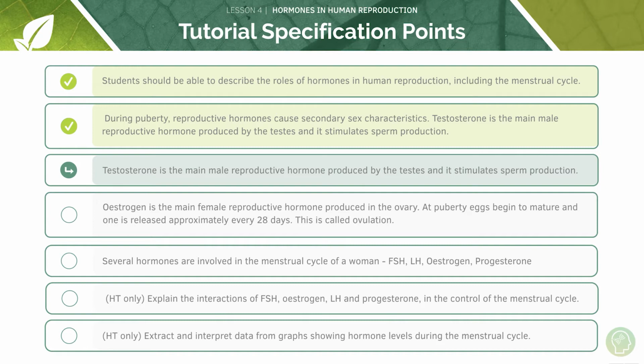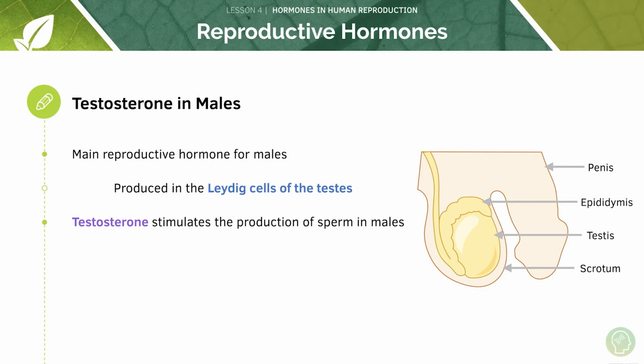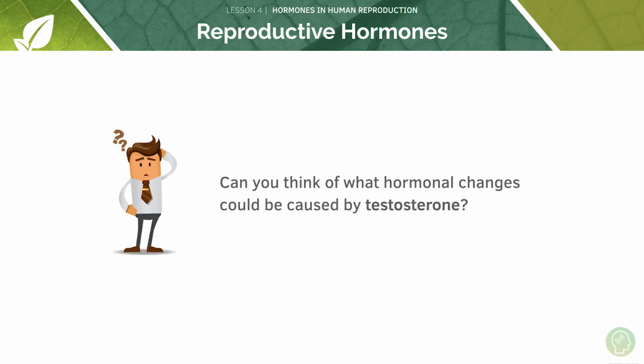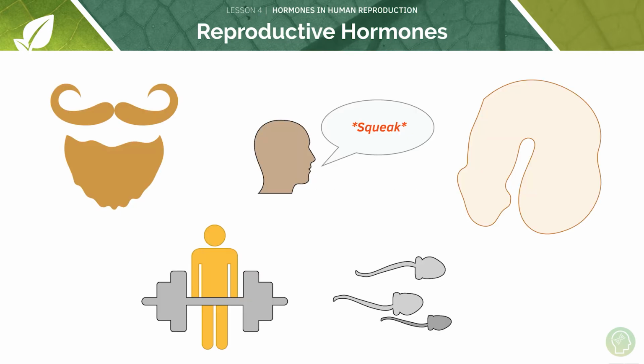Testosterone is the main male reproductive hormone produced by the testes, and the role of testosterone is to stimulate sperm production. Testosterone is produced in the Leydig cells of the testes. So these are the testes here, and the Leydig cells themselves produce the testosterone. This leads to development of secondary sex characteristics in males and the synthesis of sperm. Try to have a think of what these sex characteristics might be. I'll leave this here as a little clue. Maybe pause the video and just try to brainstorm.